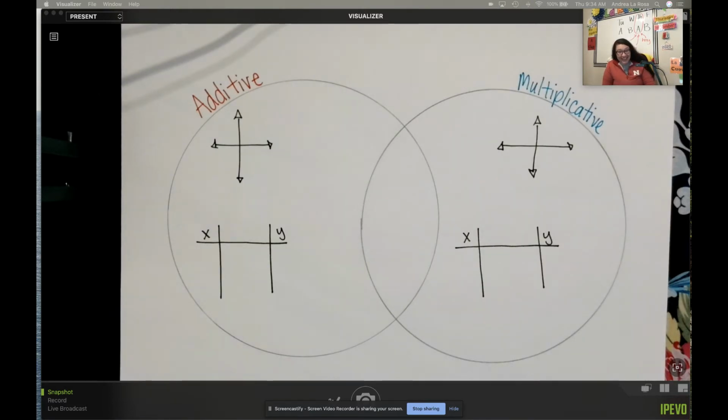Do you get it? Do you get it though? That was a good one.